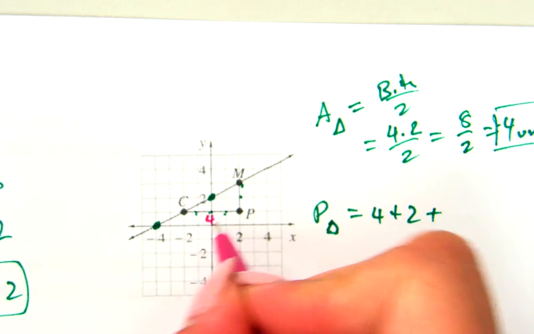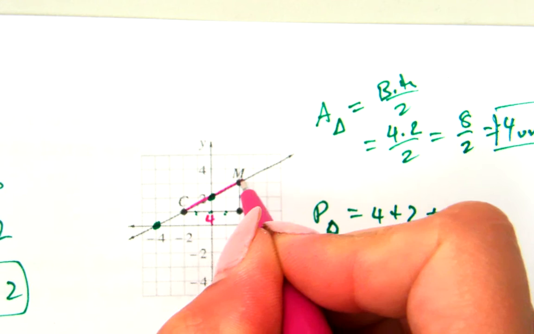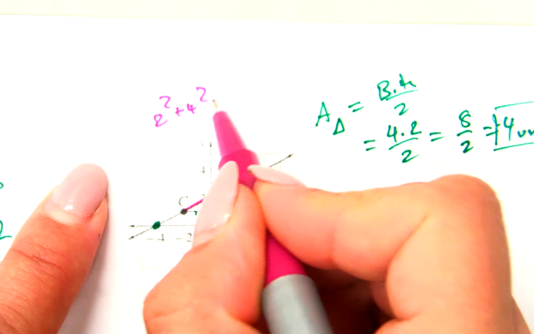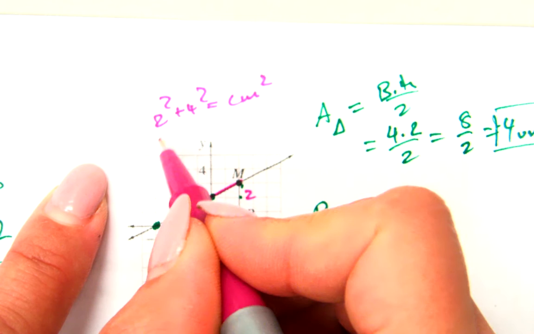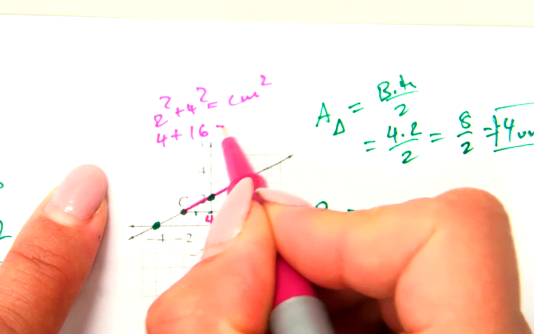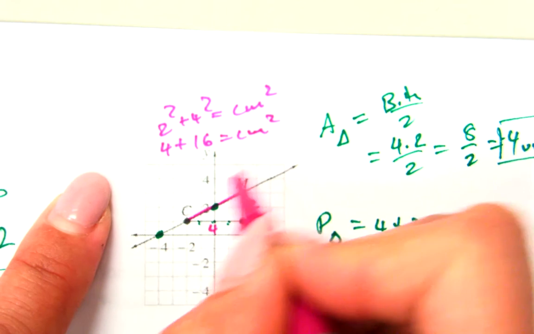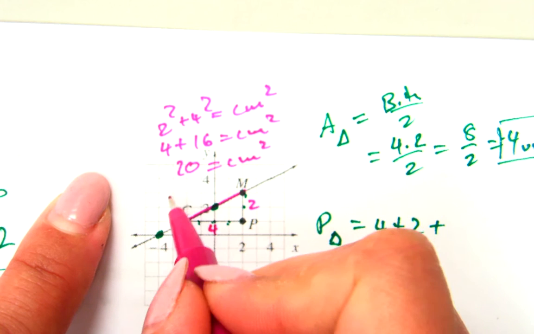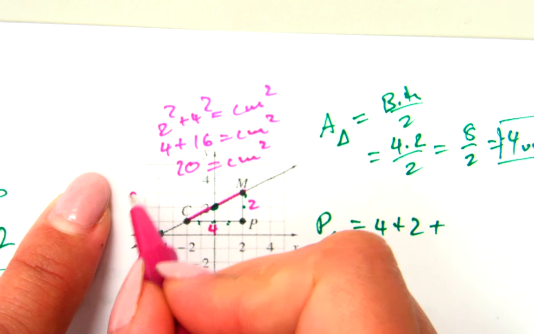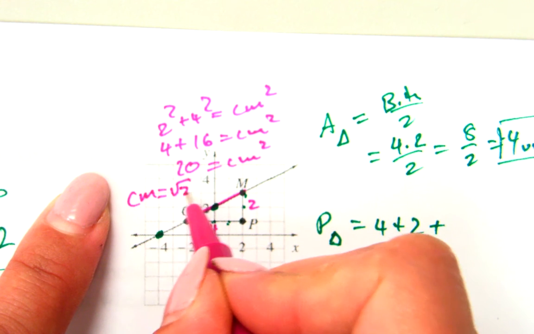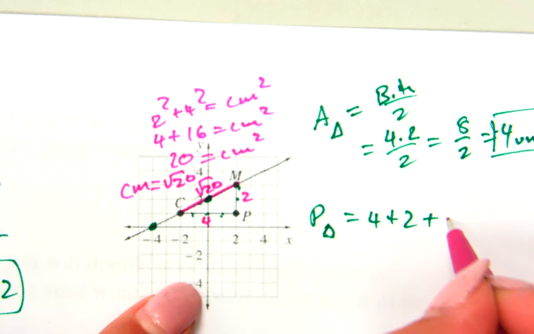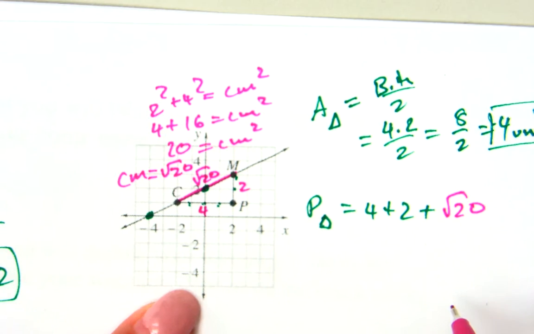Your perimeter of your triangle should be 4 plus 2 plus whatever CM is. So we actually need to calculate this. This is 4, this is 2. The CM is this part. So we're going to do 2 squared plus 4 squared to find CM squared. So we have 4 plus 16. Was that 20? So the square root of 20 is going to be CM. Okay, so this is the square root of 20.